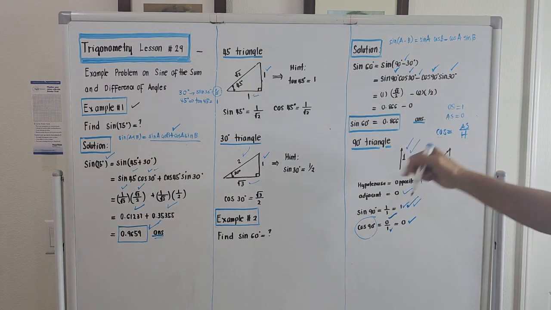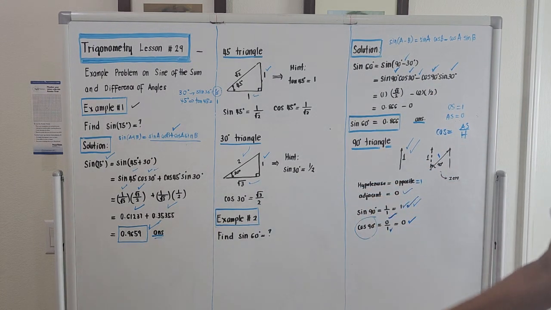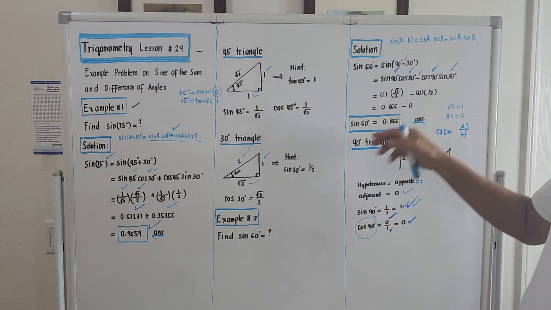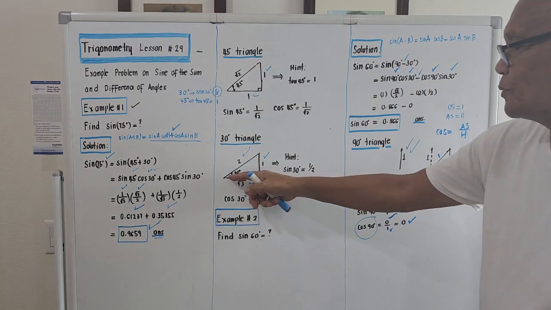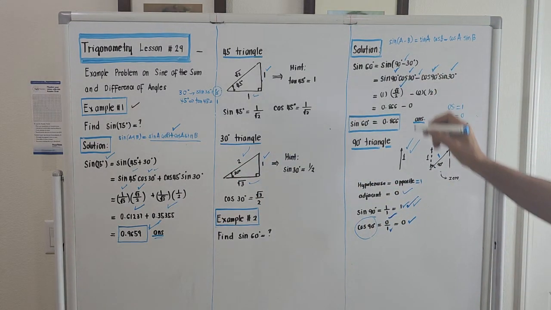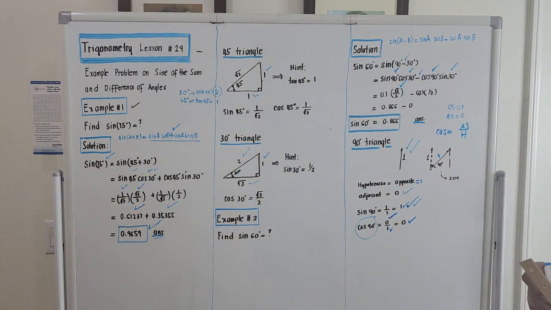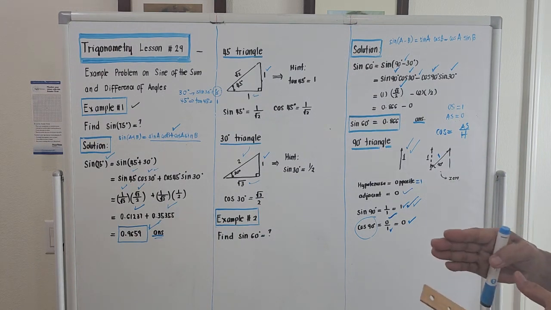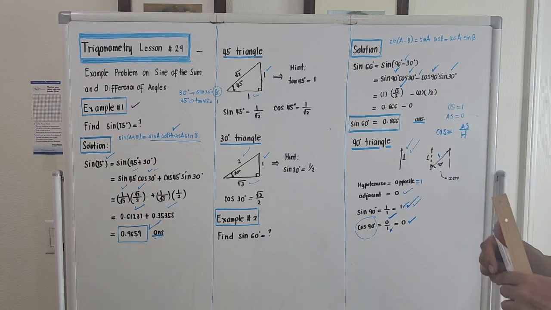About cosine of 30, just go back here. Cosine of 30 degrees is adjacent over hypotenuse. This is square root of 3 over 2. And how about the sine of 30? For 30 degrees, sine of 30 is actually 1/2.